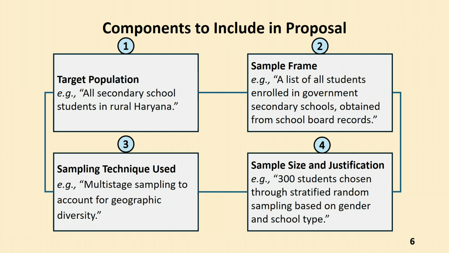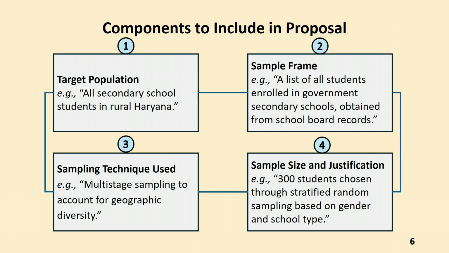Example, all secondary school students in rural Haryana. You are selecting the target population, the comprehensive aspects. Sample frame, a list of all students enrolled in government secondary school obtained from school board records. It's a list of your sample. That's why we put it in the sample frame. And the moment you define your sample frame, you are in a position to move forward for sampling technique.